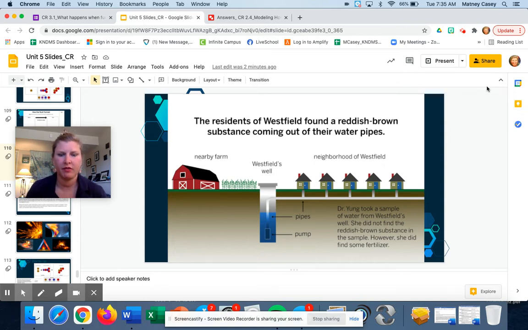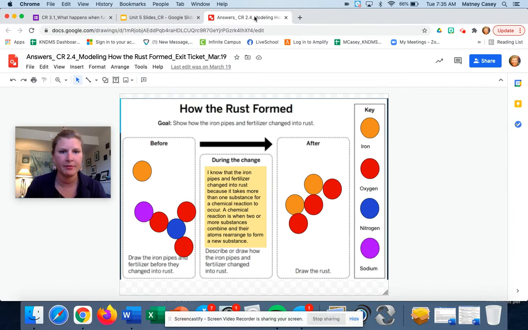I'm just here to give you a quick reminder of what we were studying before spring break. We had this issue of the residents of Westfield finding a substance in their water. You all worked really hard to figure out how chemical reactions work and figured out that a chemical reaction could have formed that weird brown substance in their water. One thing, just to refresh your memory, that we learned before break was that atoms rearrange. We were looking at fertilizer and iron from the pipe. Those two substances combined, and the atoms rearranged to form rust.